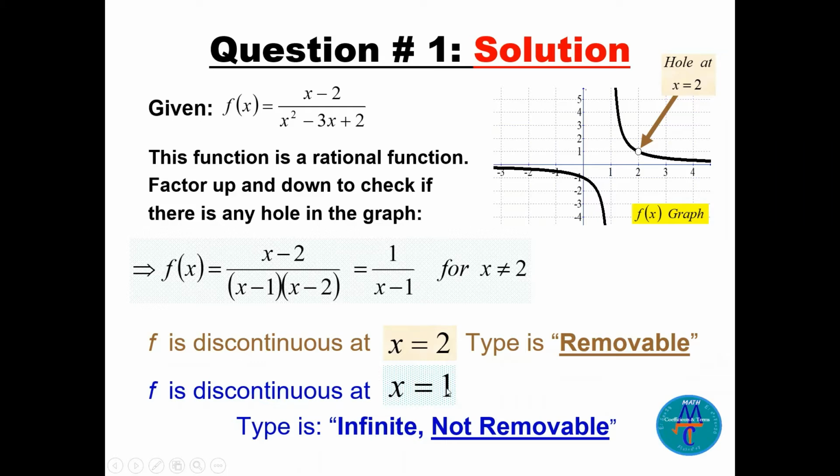F is discontinuous also at 1. See, it will make here the denominator 0. See, there's a vertical asymptote here. So this function f is discontinuous at x equals 1 also. We call it infinite discontinuity. This is not removable. We cannot find a solution for that, but we can find a solution for this.